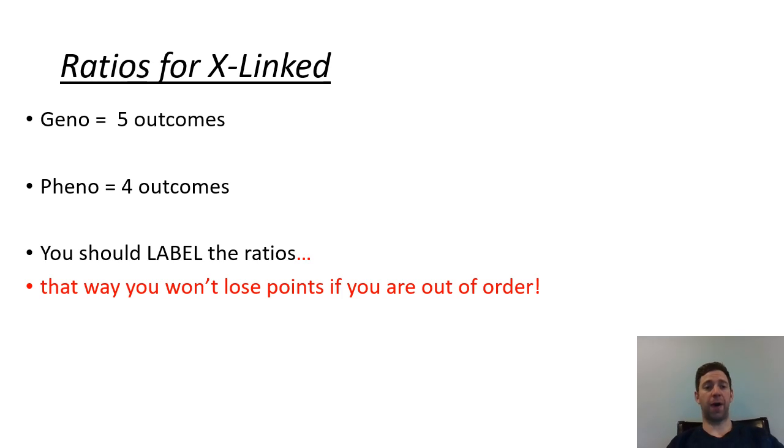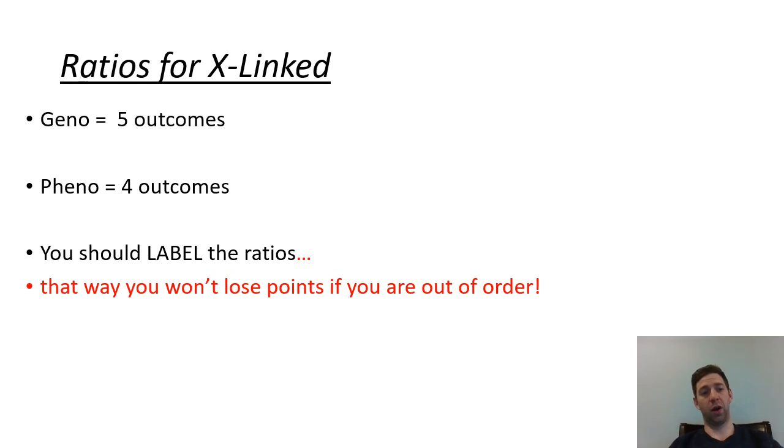Okay, so you have 5 genotype outcomes and 4 phenotype outcomes. Same with multiple alleles, you should label the ratios. You should be able to write them down from the previous slide, but the genotype outcomes for female would be heterozygous, homozygous dominant, and homozygous recessive. That's 3 outcomes right there. And then for male, it's either dominant or recessive, so 2 outcomes there, 5 total. Phenotype, there's 4 outcomes. A normal male, a colorblind male, a normal female, or a colorblind female. So you got 4 possible phenotype outcomes.